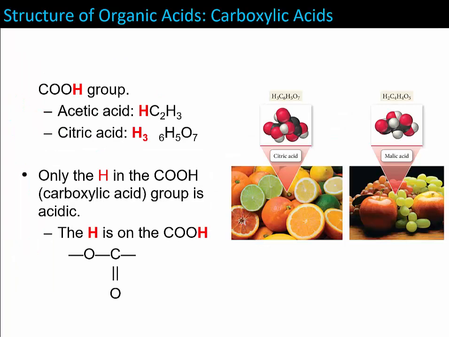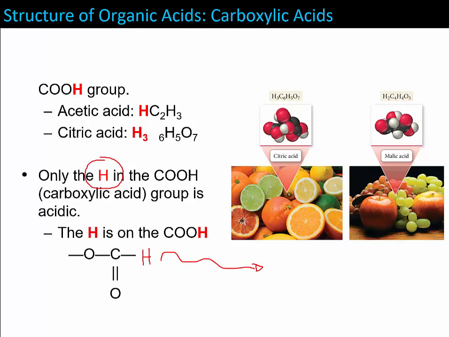All right, so let's take a look at this COOH group. It shows up a lot of places. This is what we call the carboxylic acid group. It's a carbon bonded to two oxygens and then a hydrogen stuck on the end. And only the H in this carboxylic group is acidic. So this little H here is able to move and go out into solution.